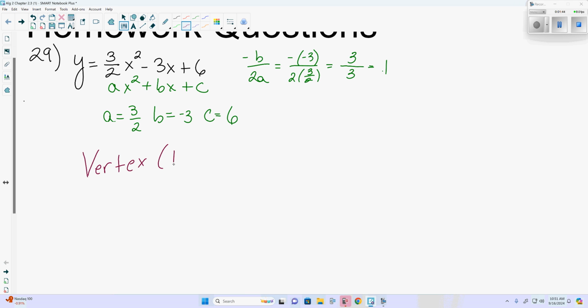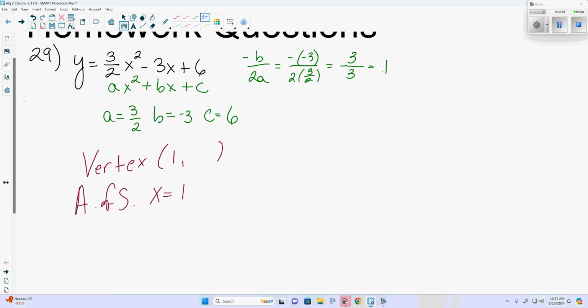So our vertex is going to be 1 comma a value, because we'll have to plug it back in to find the other half of the vertex. Now our axis of symmetry, x is equal to our negative b over 2a, so it's just x equals 1. So we have all that there.